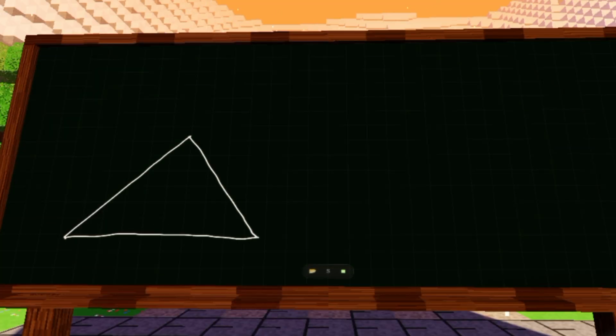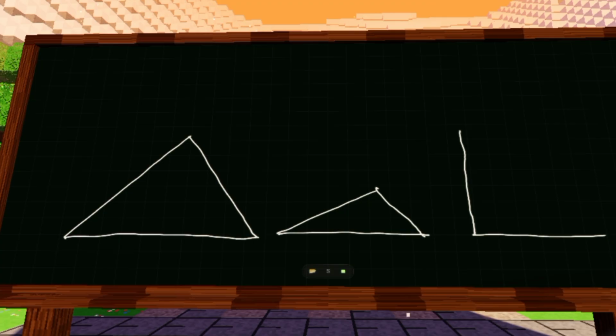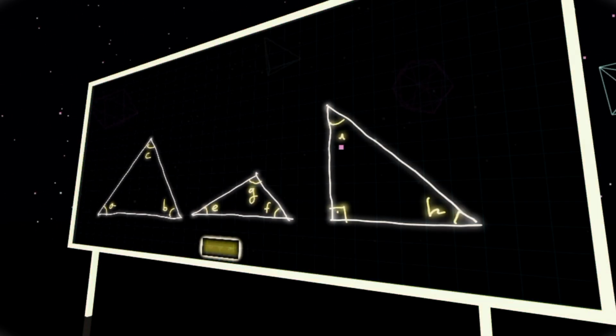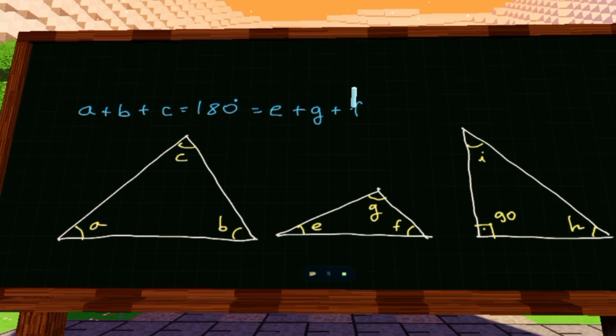Take any triangle. If you add up its three angles, the sum will always be the same: 180 degrees, no matter what. Straight, slanted, or partially closed, it always adds up to the same thing.